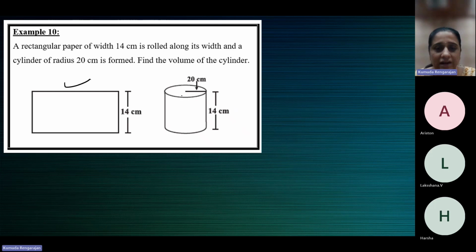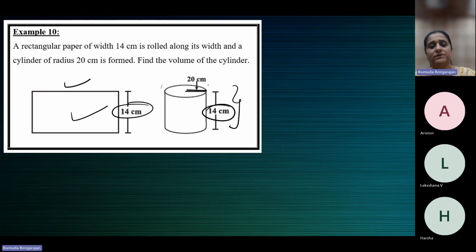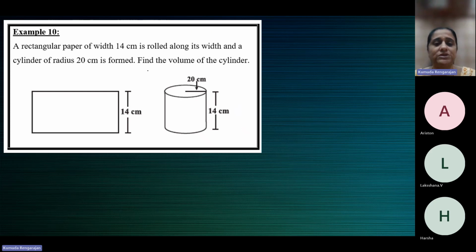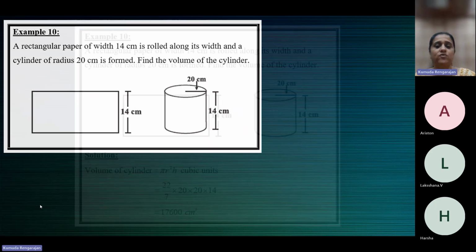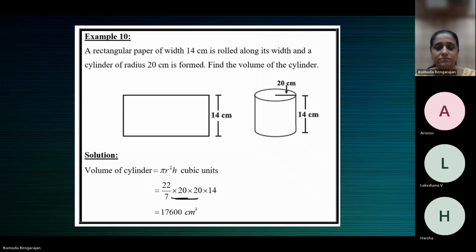Using this paper, a cylinder is formed. The height of the cylinder is 14 centimeters. And the radius of the cylinder formed is 20 centimeters. It's given to us. We don't have to find anything. With this information, find the volume of the cylinder. So volume formula, pi r square h. R is 20. H is 14. So pi 22 by 7, r square 20 into 20, into h 14. So work this and find the volume. So this is simple.